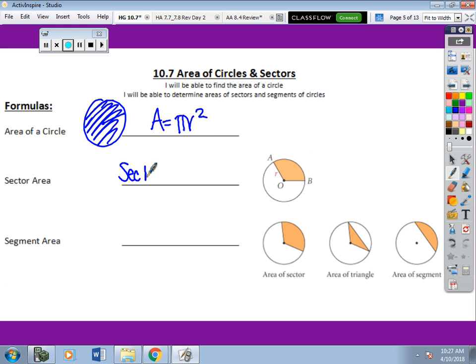Now, I abbreviate this sec A for sector area. I don't use SA because you'll see that the next one would also be SA, so you have to kind of distinguish. So sector area will be equal to the measure of the arc divided by 360 times pi r squared. So same formula as yesterday, except we're multiplying by the area instead of the circumference. So that's going to give me a portion of the area of the circle.